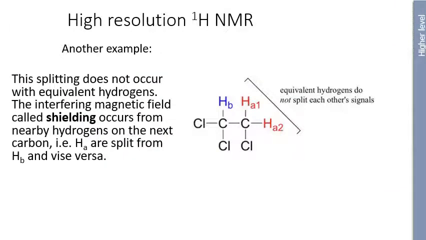So another example is the splitting of 1,1,2-trichloroethane. So you get 2 combinations, the HA1 and the HA2, and also HB. Now, because these are equivalent hydrogens, they do not split each other's signals, so you don't see splitting between them. Okay. So the interfering magnetic field is called shielding. It occurs when nearby hydrogens on the next carbon are split by the HB and vice versa.